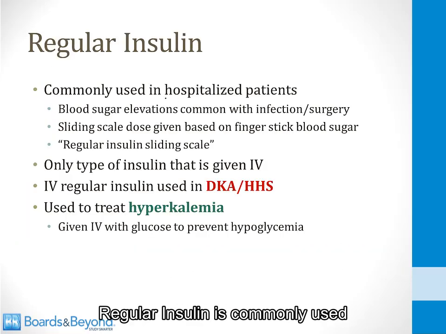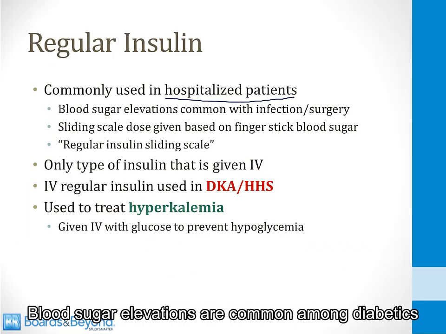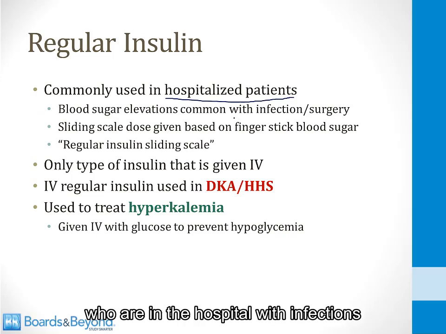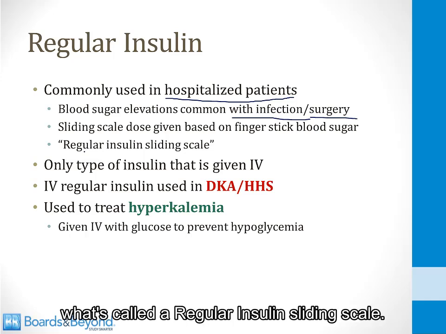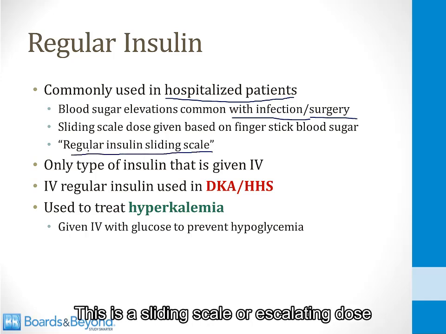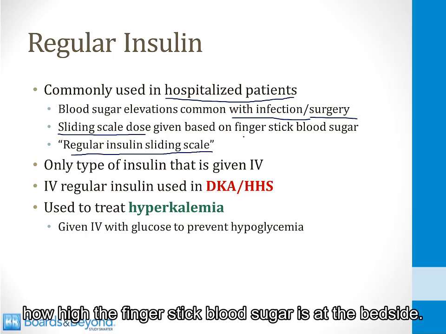Regular insulin is commonly used among hospitalized patients. Blood sugar elevations are common among diabetics who are in the hospital with infections or who have undergone surgery. You will often prescribe what's called a regular insulin sliding scale. This is a sliding scale or escalating dose that is given by the nurse based on how high the fingerstick blood sugar is at the bedside.